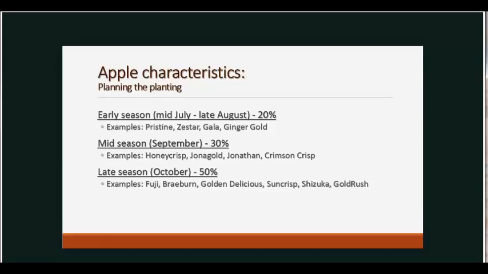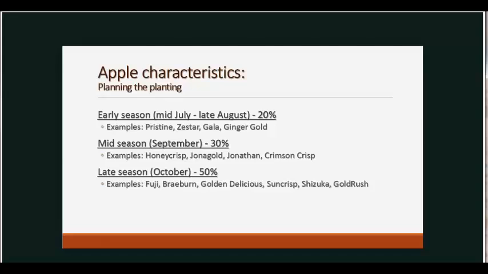And so when we're looking at planting those 10 to 20 apples, about 20% of them probably should be early season. That's just the beginning of the apple season. And some examples of apples that are considered early season would be what I have listed here. Things like Pristine, Zestar, Gala, and Ginger Gold. And then another 30% should be a little bit later, which we call mid-season, which would fall in September. And that's when your Honeycrisp, Jonagold, Jonathan, Crimson Crisp would come in that window.